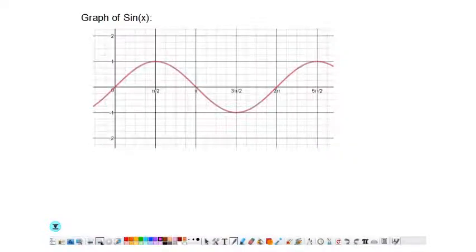So here is our basic graph of sine of x. We're going to talk about some different qualities of it. One thing to always take notice of with sine and cosine graphs is what we call your critical points. Your critical points are on these points right here. Your critical points involve your maximums and your minimums.